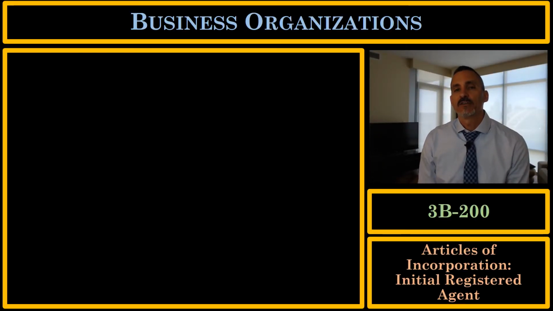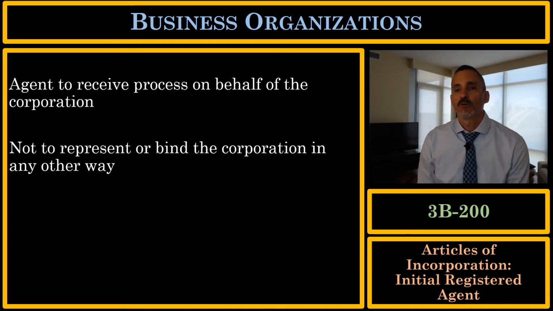What exactly is an initial registered agent? Well, simply put, it is the agent to receive process on behalf of the corporation. If someone wants to sue the corporation, they have to know on whom they should serve process. And this is the initial registered agent. If someone wants to sue the corporation, they will go and check the Articles of Incorporation, which is on file with the Secretary of State, and you can access that through the Secretary of State website. They'll see who the initial registered agent is, and they will see the address of that agent, and they will go there to serve process on the corporation by serving process on the agent.